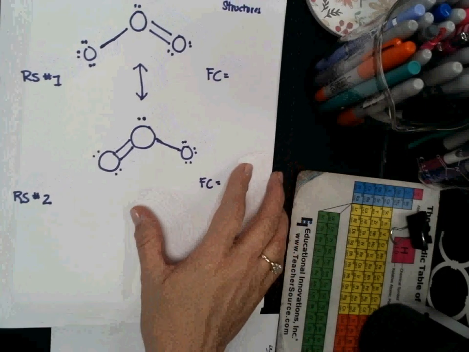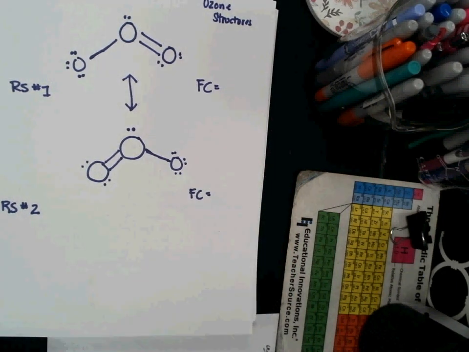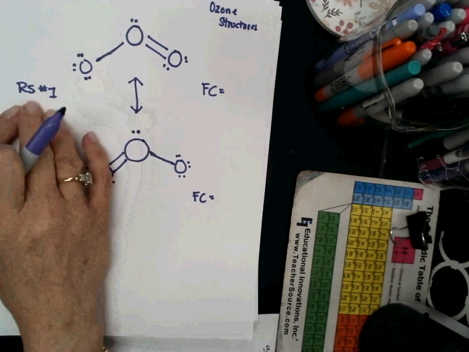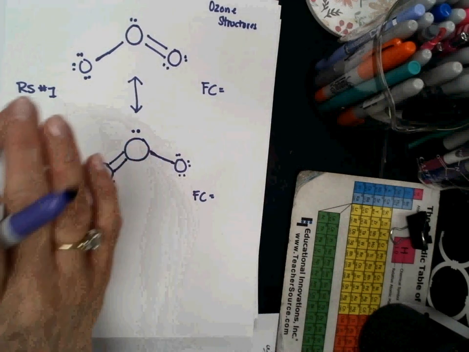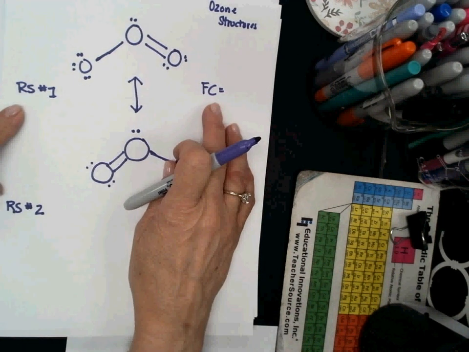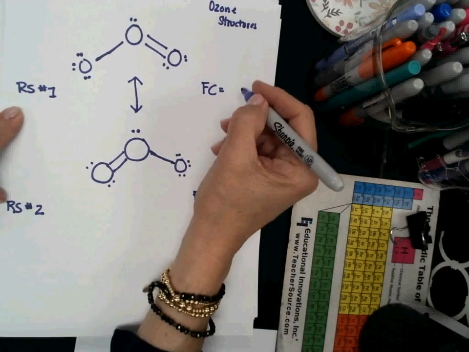Did you calculate formal charges on both of them? Okay, what did you do? I called this resonance structure 1. I don't know if yours looks just like mine or not, but Jackson, what did you guys get for formal charge on this one? 0.